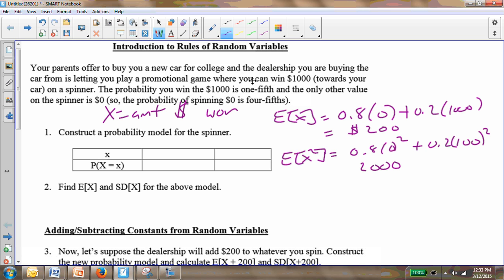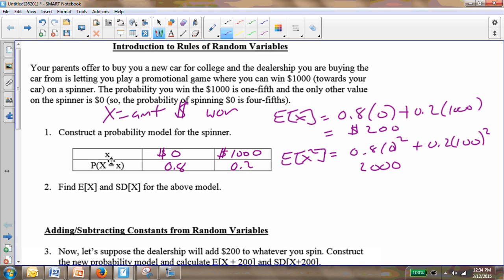So basically, you're going to get a new car for college. You've got a dealership that's playing a little game, a little promotional offer. You spin a little spinner. A fifth of the time, you win $1,000. The other 4/5 of the time, you're not going to win anything. So we're going to make a probability model. 4/5 of the time is 80% or 0.8, and I win $0. The other 20% of the time, the 0.2, I win $1,000.